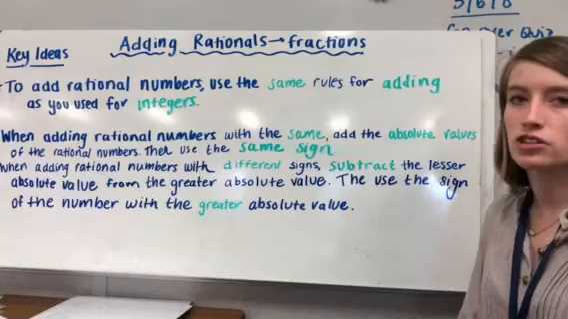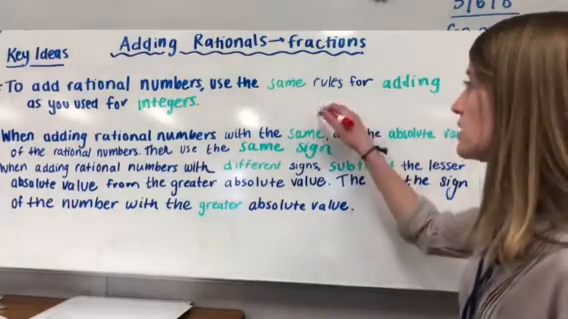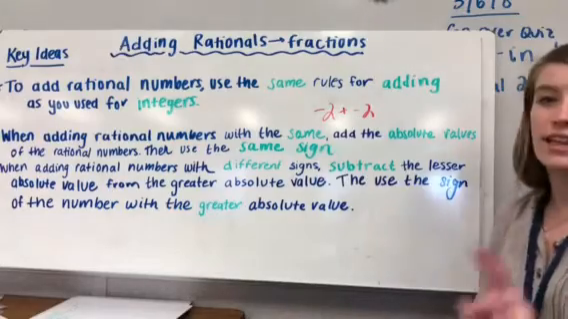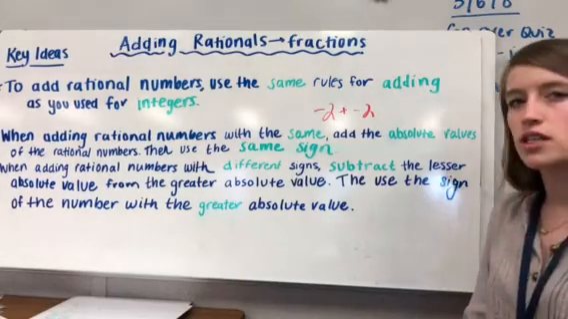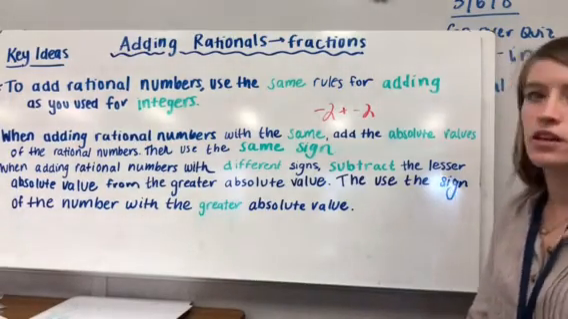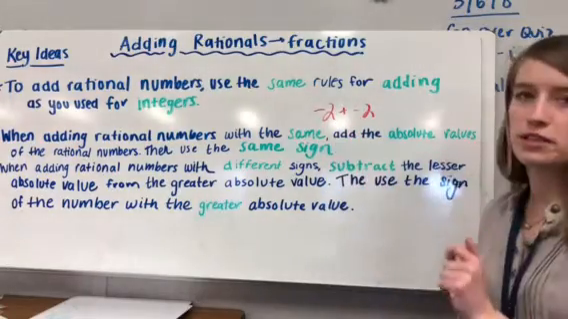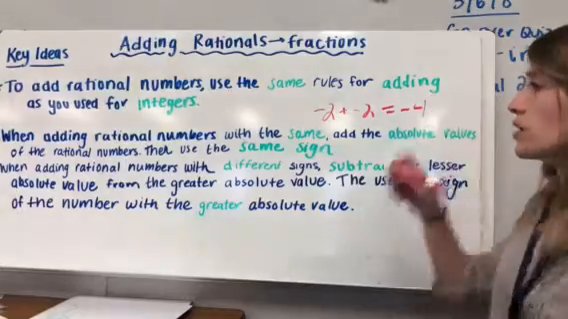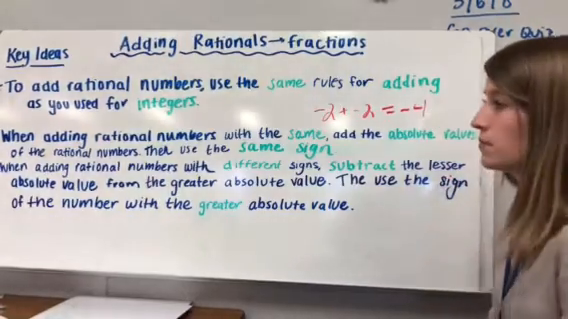So when adding rational numbers with the same sign, let's say -2 plus -2, we can add the absolute values of those two and then keep the same sign that we started with. So the absolute value of -2 plus -2 is 4. We keep the sign we started with, so our answer would be -4.